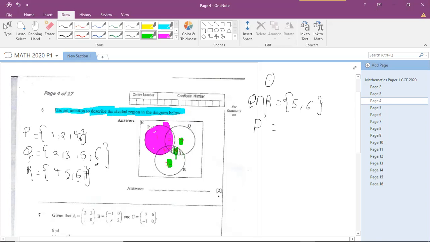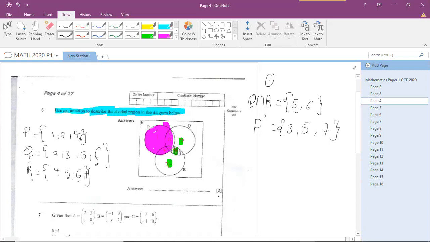So a complement is everything outside that set. Set P is 1, 2, 4, 6. Then P complement is 7, 5, 3. Let's put it in order: 3, 5, 7. So you see now that set P complement can get rid of this 6 by singling out this 5. So how do we do that?